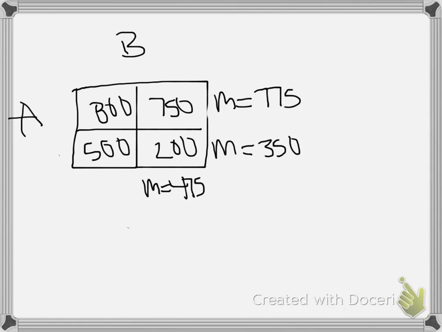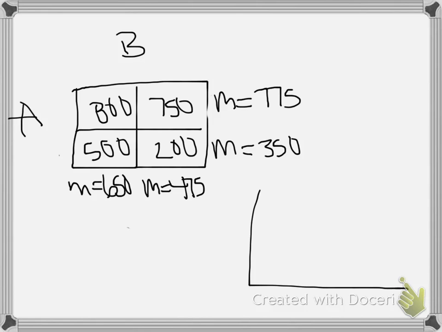M equals 475, and then M equals 650. So again, we do the same thing. This time we want to achieve a main effect for factor A, and then we want to achieve an interaction between the two, but we don't want to have a main effect for factor B. So go ahead and graph that again.